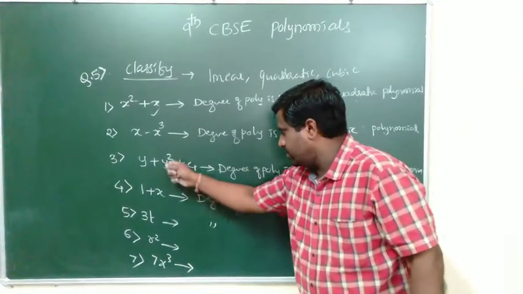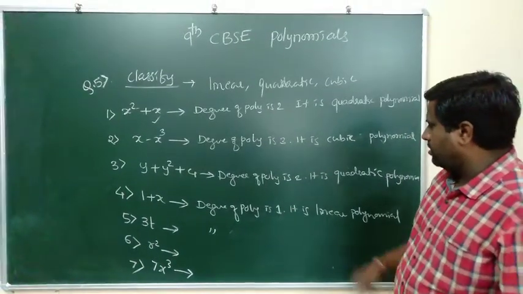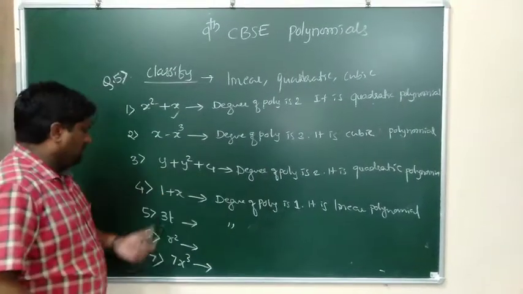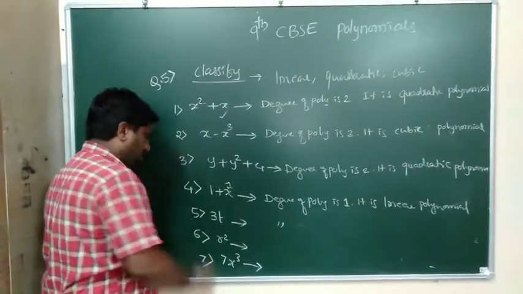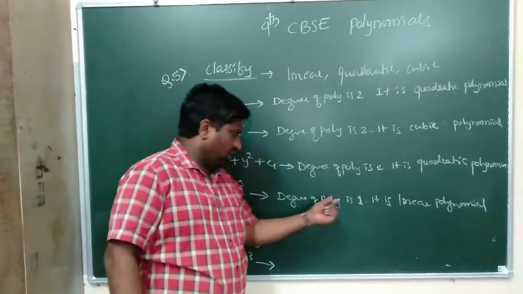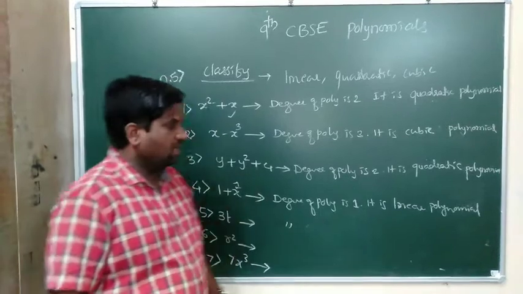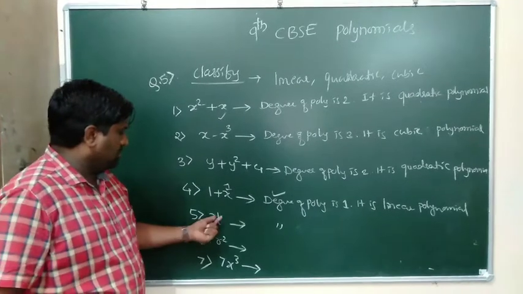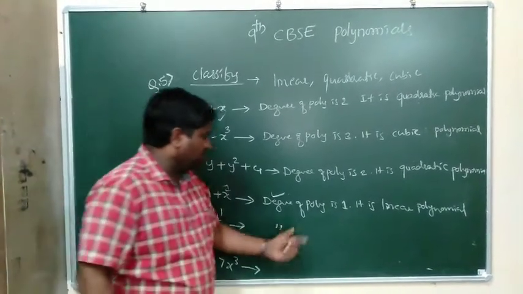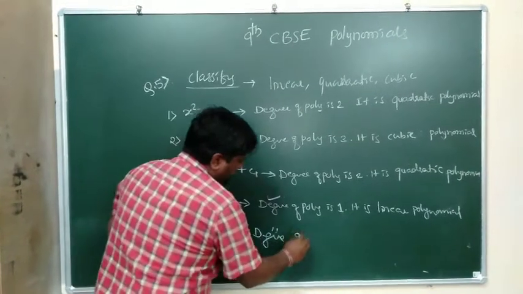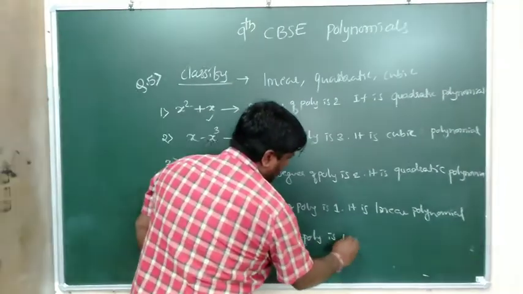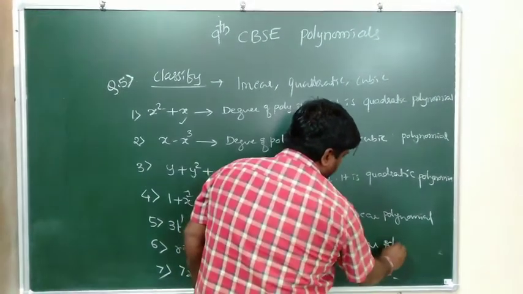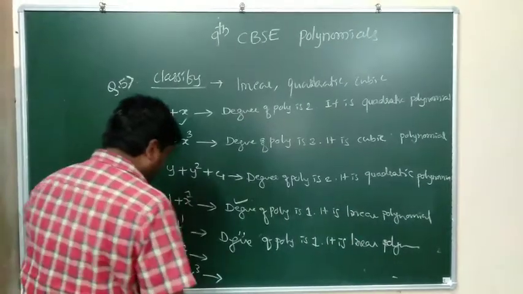In this example, the degree of the polynomial is 2. It is a quadratic polynomial. See, if you observe the fourth example, 1 plus x. The power of this x is 1. The degree of the polynomial is 1. So it is a linear polynomial. 3t, same value, same result. The power is 1. The degree of the polynomial is 1. So it is a linear polynomial.